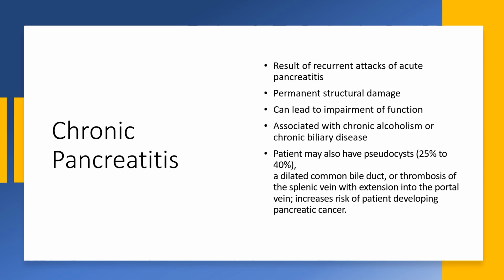And 25 to 40% of them are going to also have pseudocysts. They may also have a dilated common bile duct. They can have thrombosis of the splenic vein with extension into the portal vein. And as we said, it's going to increase their risk for diabetes and for pancreatic cancer.